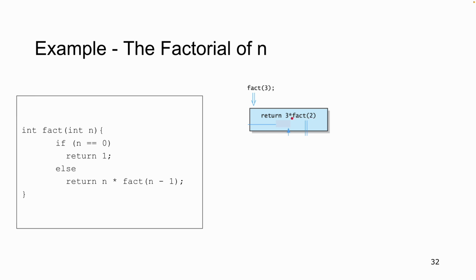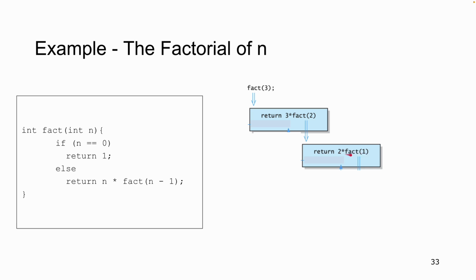Then we need to call the fact function again here because we have a fact 2 here. So when we call the fact 2 function again, then this function will be run again. So this is the second layer of recursion. In the second layer of recursion, the current value of n is 2, so we just write down the 2 here. 2 is not equal to 0, so we run the return statement in the else here. So we have 2 multiplied by fact 1 because 2 minus 1 is 1.